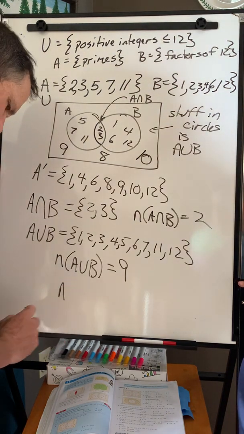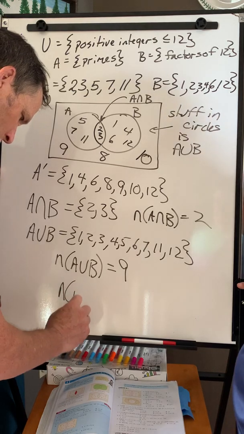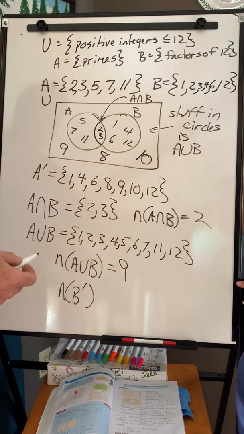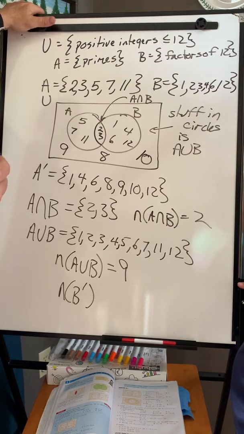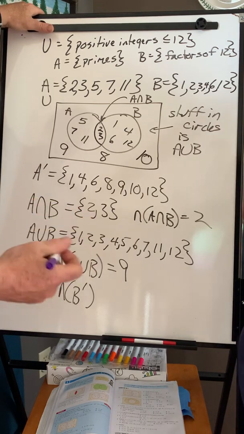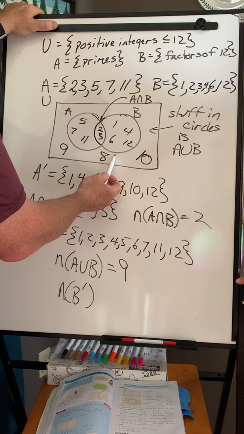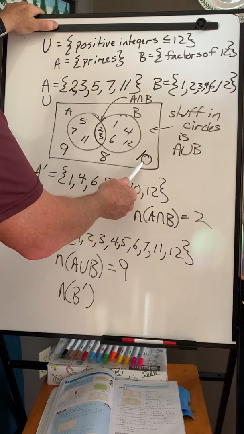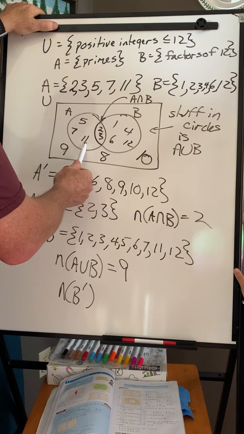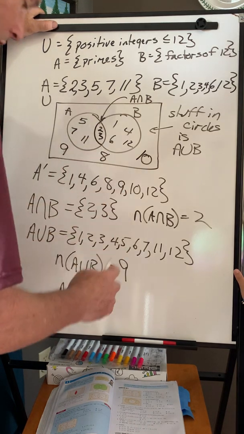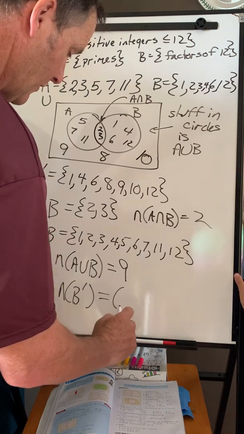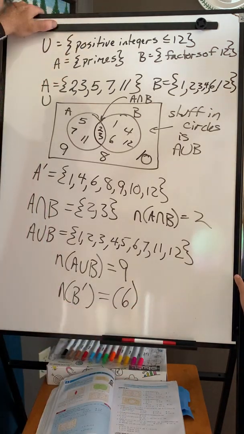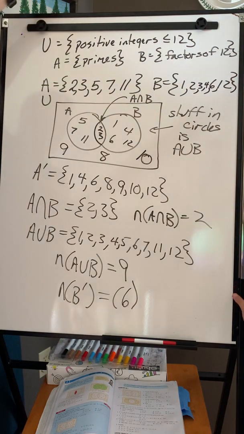Now, the number of elements in the complement of B. The complement of B is everything that's not in B. So if we know 1 to 12, there are 12 numbers, or we can just look up here and ask, what's not in B? How many? 3. 6. So the number of elements in the complement of B is 6. That's it. That's all there is to that example.